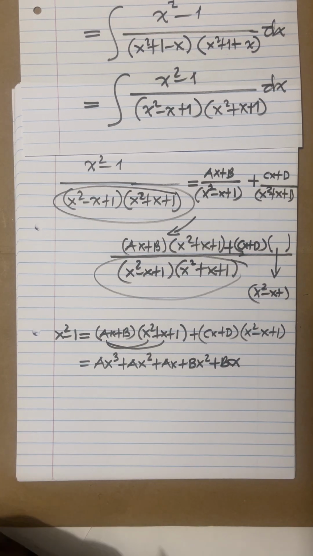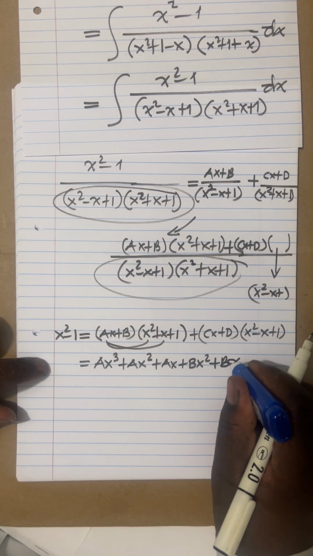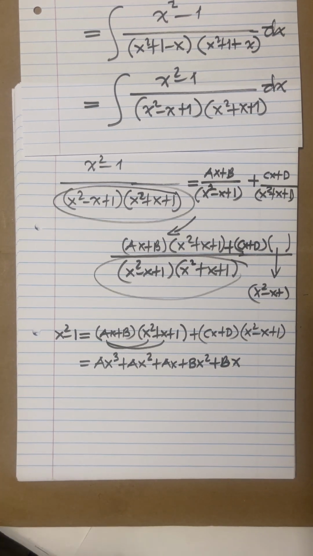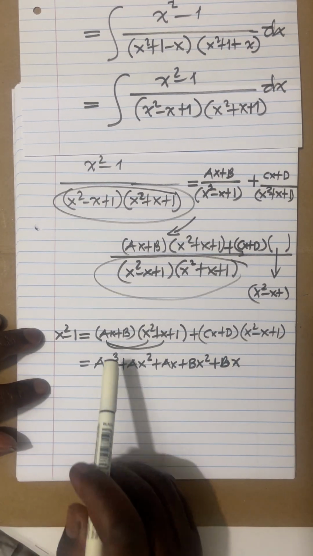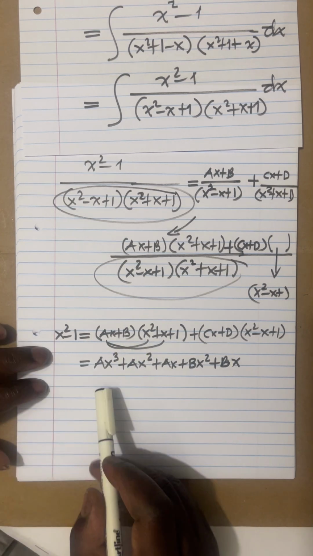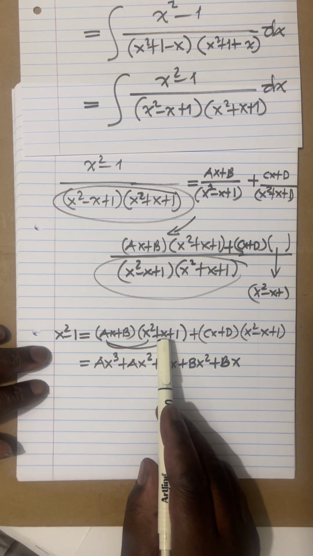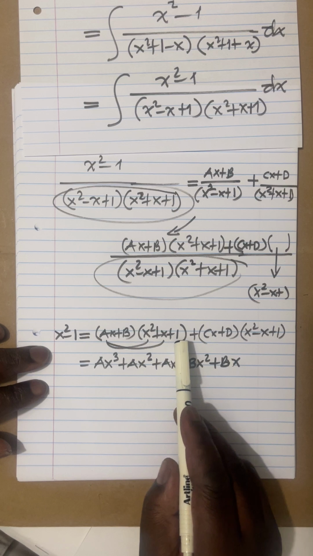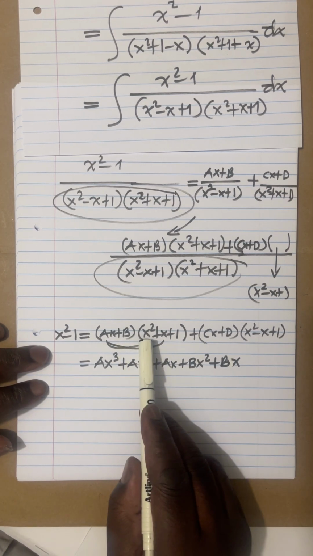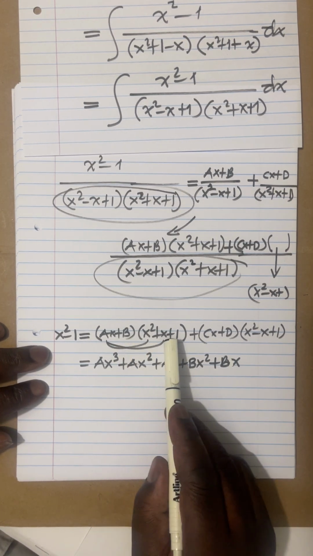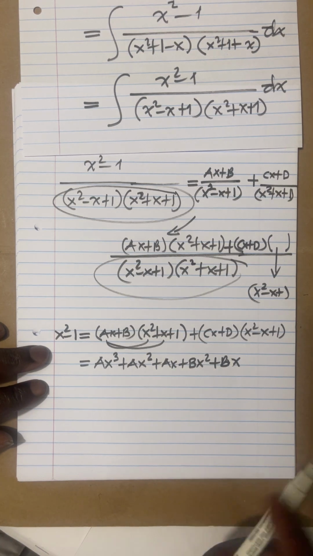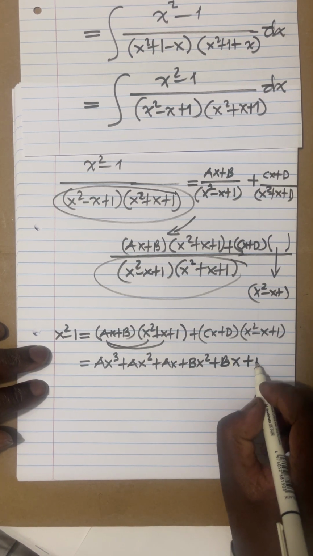This x here is not looking very nice. I just want to clean up a little bit, and then we move forward. Right there, the x must be very clear. So let me repeat. I said ax times x squared is ax cubed. ax times x is ax squared. ax times 1 is ax. And then b times x squared, bx squared. b times x, bx. b times 1 is b. We're done with the first bracket.